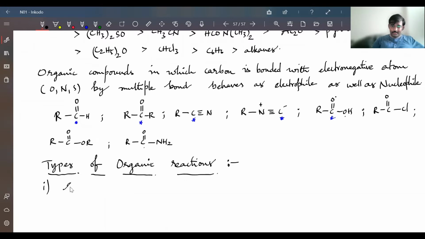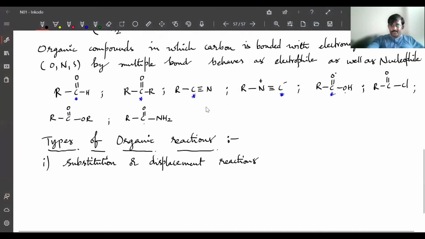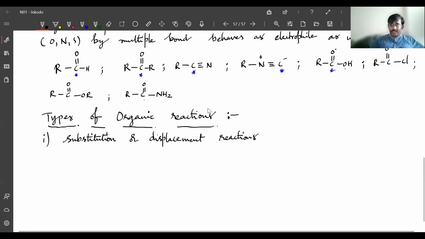Substitution or displacement reactions. So we'll displace or substitute one group with the other. In these substitution reactions, again we'll have three types, and that is based on the reagent.